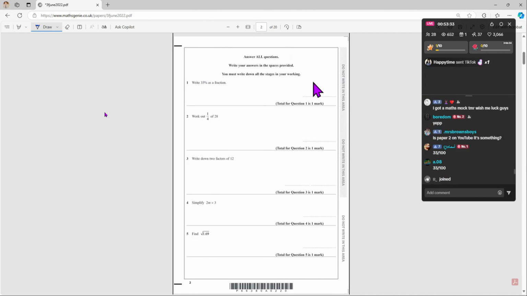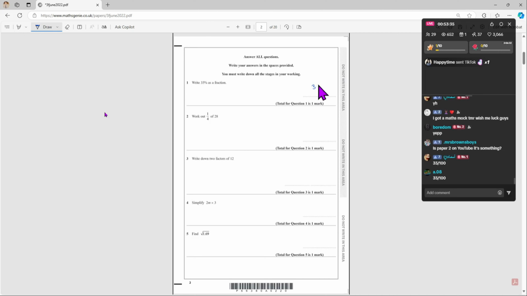Yes, we can write it as 35 over 100. Well done. Or you can simplify this to 7 over 20. Both of them will work.